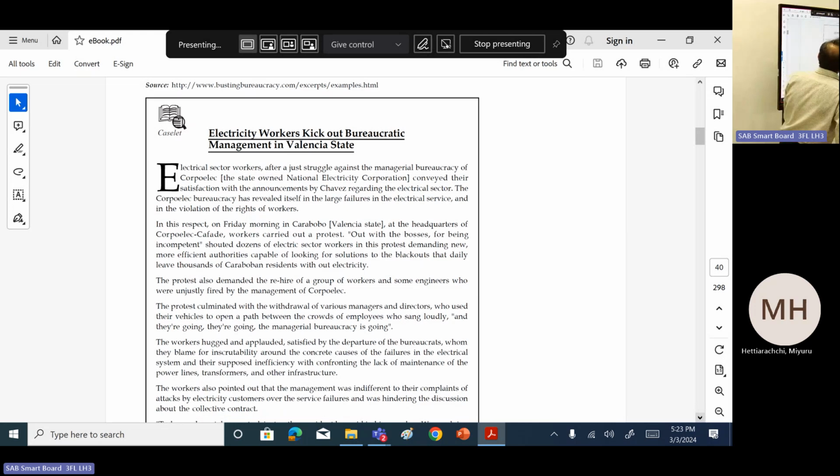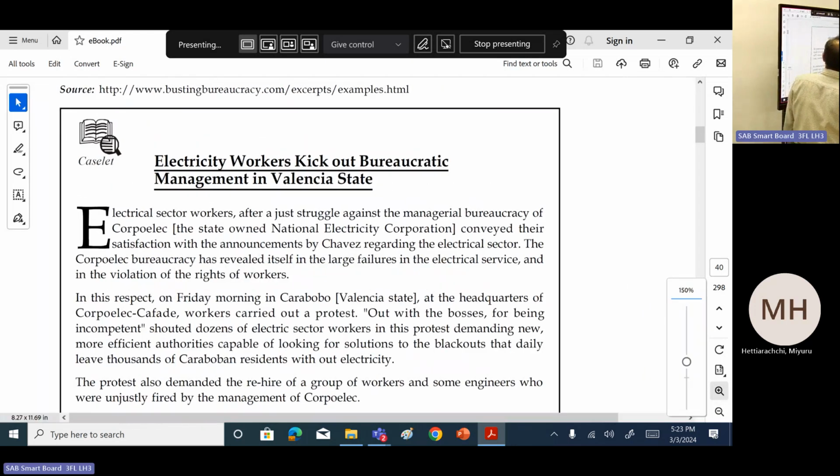We will do this small caselet. Electricity workers kick out bureaucratic management in Valencia state. Right. Similar things are happening in Sri Lanka also. There are a lot of power cuts, strikes. Case title is electricity workers kick out bureaucratic management in Valencia state. Right.